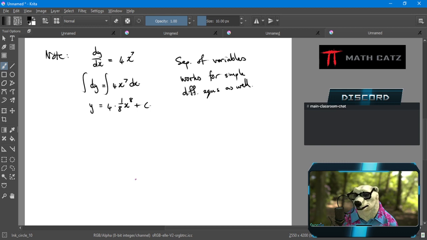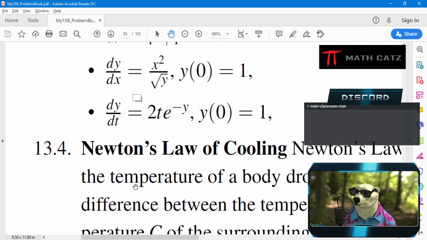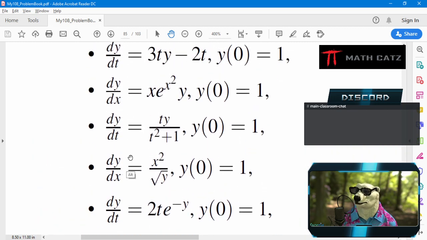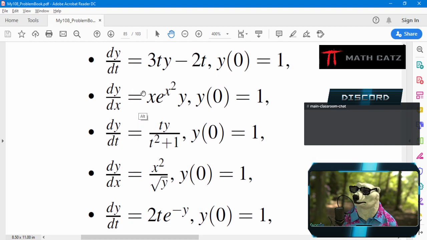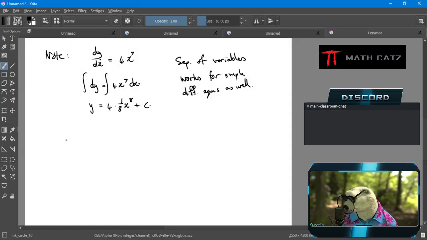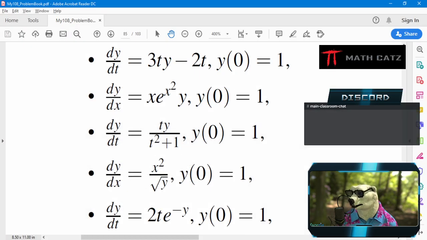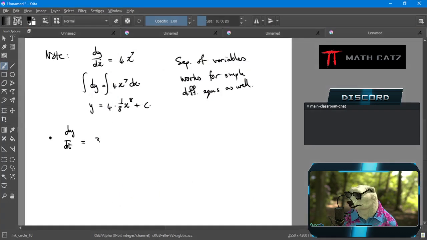Let's see what else we can do. Maybe a last question. Now, there isn't much. Maybe this top one. There isn't much in terms of how difficult we can make it. Maybe that top one. dy dt equals 3ty minus 2t.